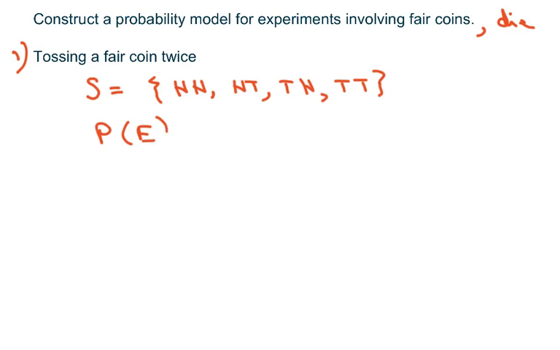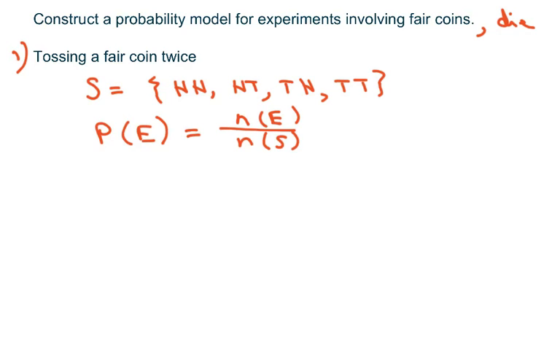I'm going to write down the sample space, which would be we could either get two heads, a heads and a tails, a tails and a heads, and a tails and a tails. So that's 4. Each outcome is equally likely, so the probability of the event equals the number in the event over the number in the sample space.